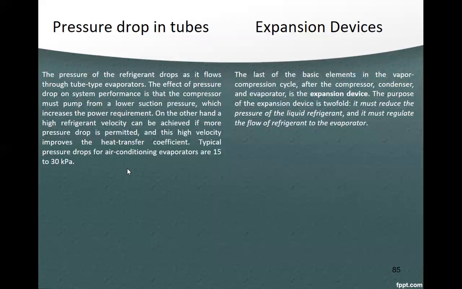Pressure drop in tubes. The pressure of refrigerant drops as it flows through tube-type evaporators. The effect of pressure drop on system performance is that the compressor must pump from a lower suction pressure, which increases the power requirement. On the other hand, a high refrigerant velocity can be achieved if more pressure drop is permitted, and this high velocity improves the transfer coefficient. So, typical pressure drop for air conditioning evaporators is 15 to 30 kilopascals.